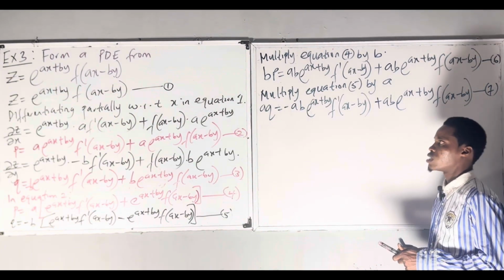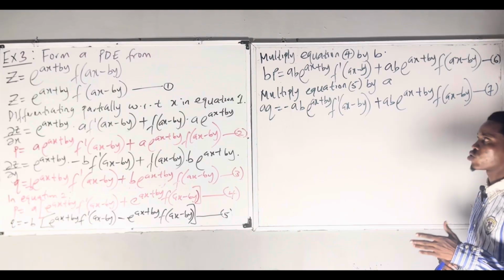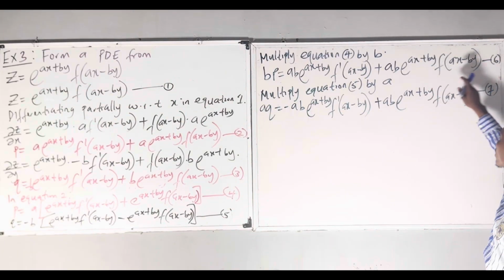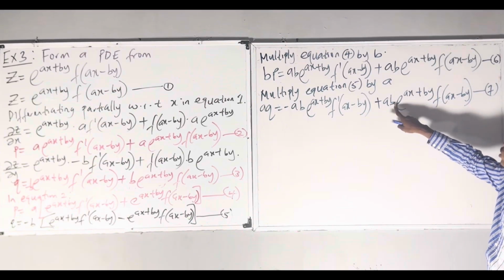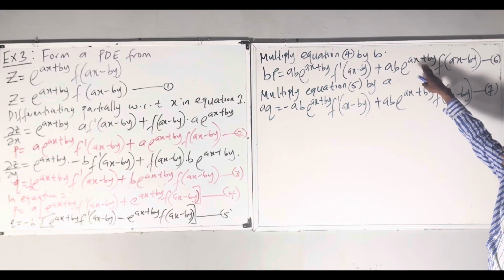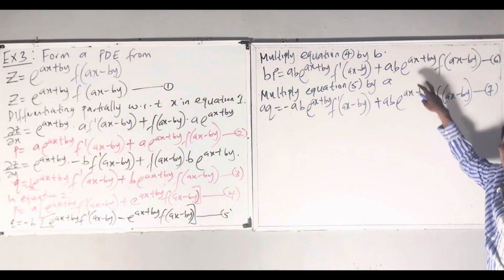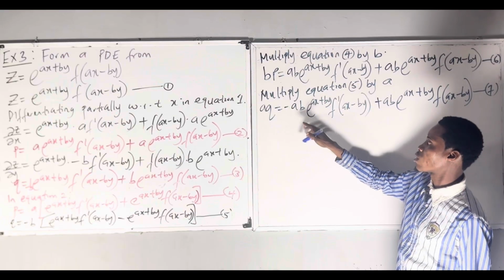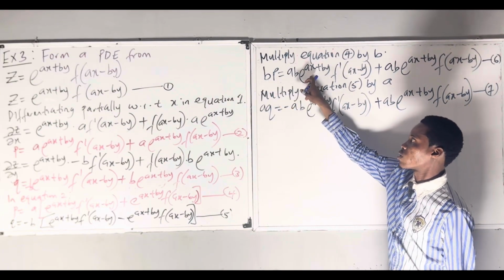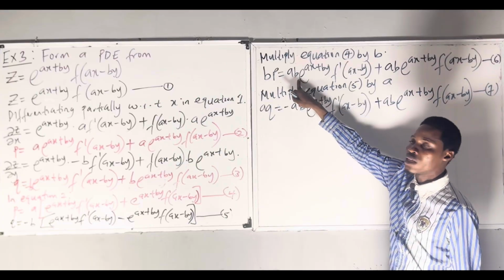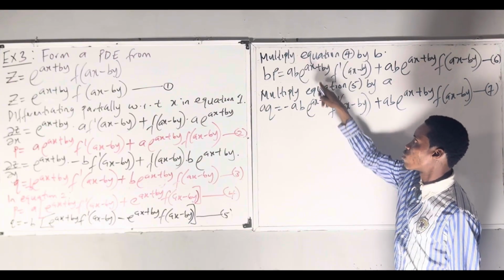So what are we going to do next? If you consider equation 6 and 7, there is something similar to each other. You can see in equation 6, we can find ab exponential ax plus by f of ax minus by, as well as in this one. You can find this one in both. But in the second term, minus ab is here, ab is here. So we can easily eliminate this one from this.